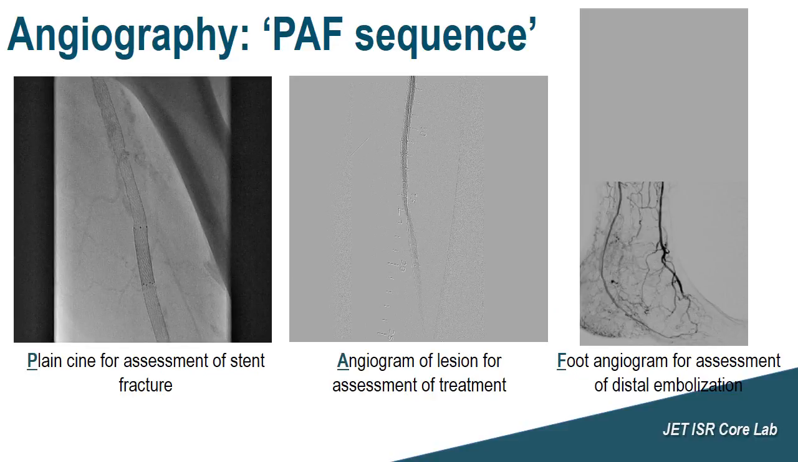This is an example. You can see the plain cine film on your left showing the stent fractures, then the angiogram of the lesion. You need to capture this before and after. The reason I chose this is because the ruler has been placed right on top of the lesion. Try to put it beside the lesion, preferably not on top. And then the foot angiogram for assessment of distal embolization, at least at the level of the ankle, but foot angiography is highly acceptable.